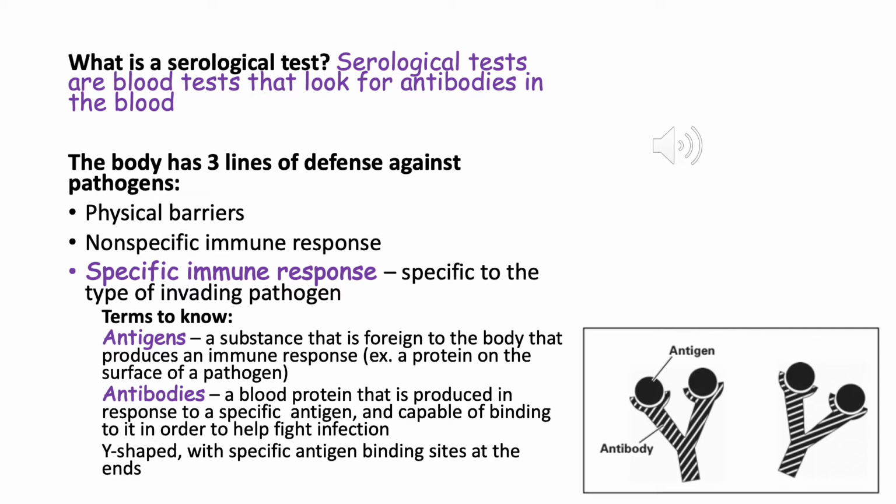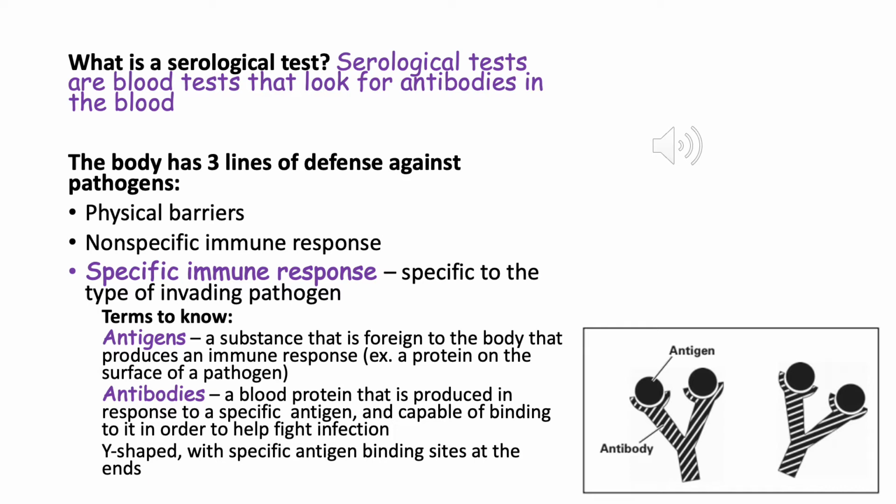The second is the nonspecific immune response. So that's the body's nonspecific reaction to a pathogen. Like getting a fever, for example, is a nonspecific immune response to a pathogen to try to kill that pathogen with a fever. So that's an example of a nonspecific immune response. And then the third is the specific immune response, and that is specific to the type of invading pathogen.